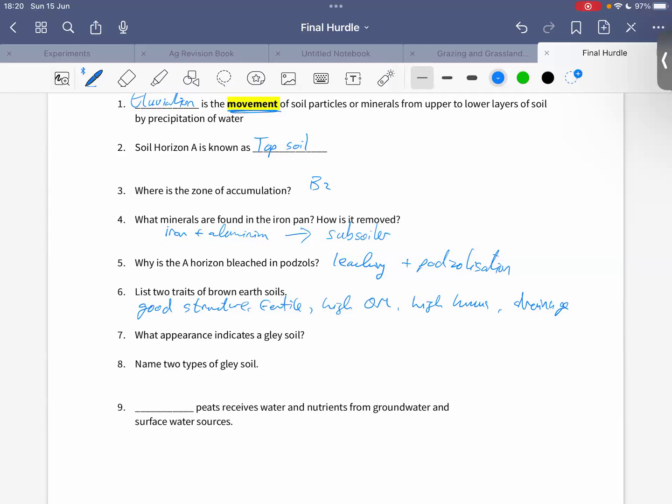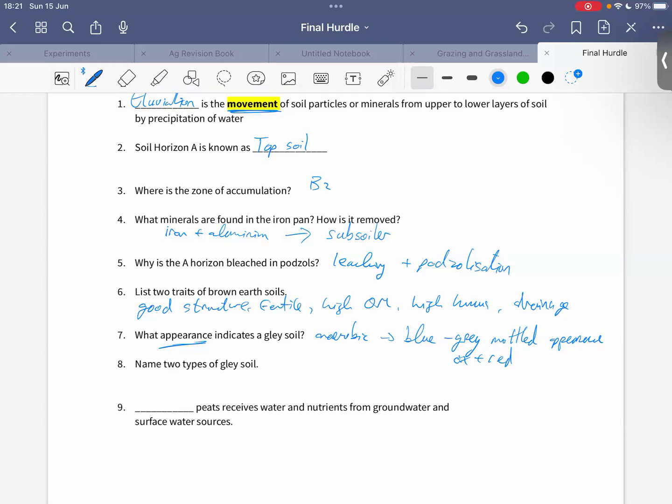Okay. Lovely. So anaerobic would definitely be a characteristic, but the appearance, maybe not. A blue, gray, mottled appearance. Mottled basically means sort of patchy or spotted. Blue, gray, mottled appearance, and that is caused by oxidation and reduction. Name 2 types of gley soil. So 2 types of gley soil.